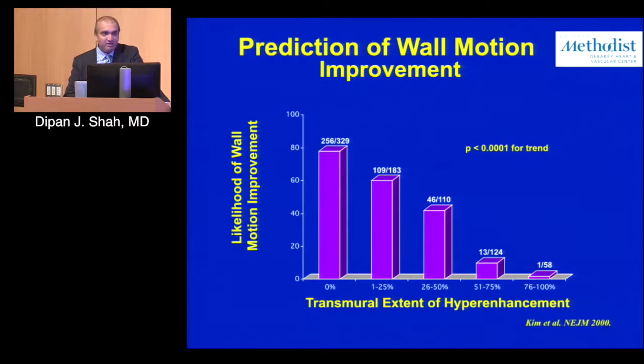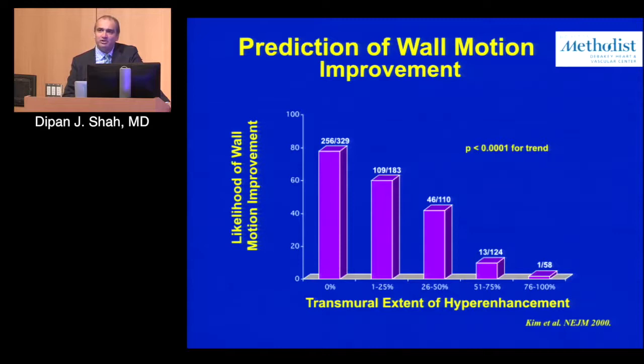In addition to that, we can use that information in people who have coronary disease to try to help identify those that are most likely to improve contractile function with revascularization versus those that are not. And again, this is kind of the classic publication from the New England Journal in 2000, which looked at this technique and looked at the extent of hyperenhancement within any given segment and what its likelihood of improvement in contractility was after revascularization, be it percutaneous or surgical.